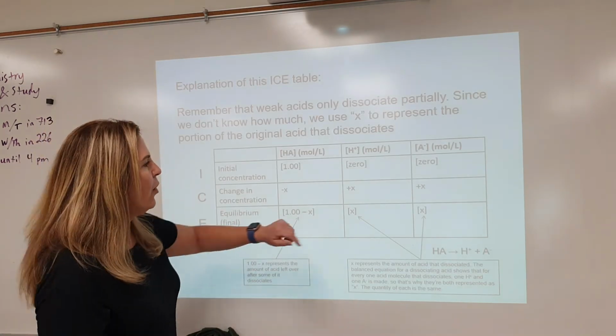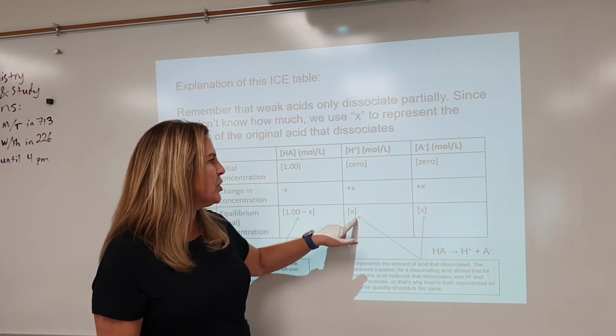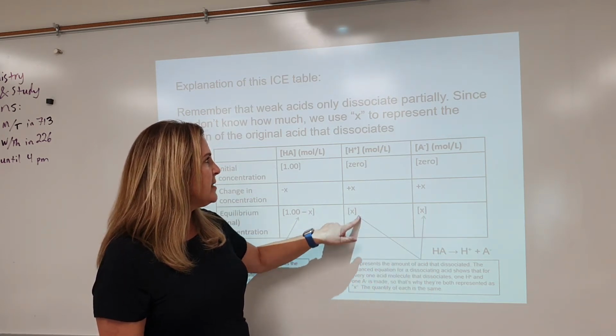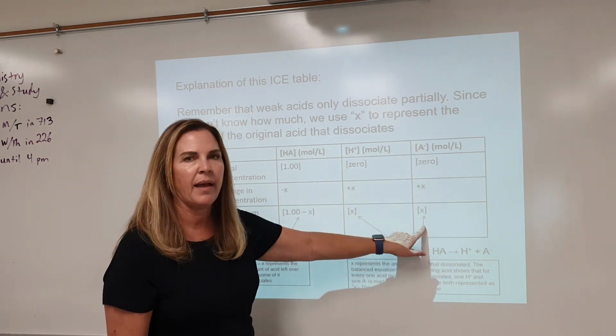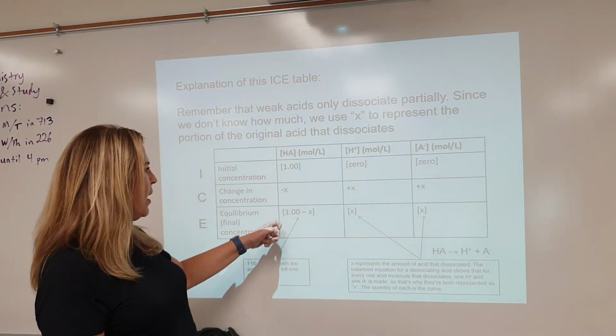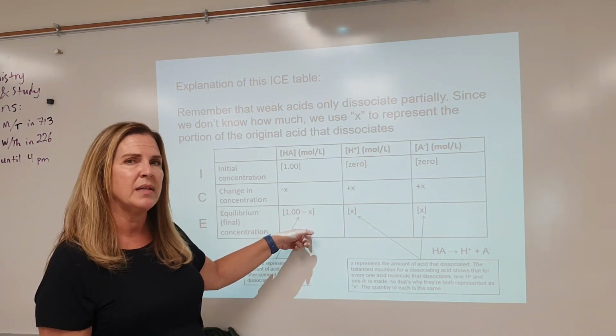Okay, so remember, this is X. So whatever that answer is, X equals the hydrogen ion concentration. It also equals the acetate ion concentration. And then we can plug in 1 minus X and we can actually find out what the concentration of the actual acid is as well.